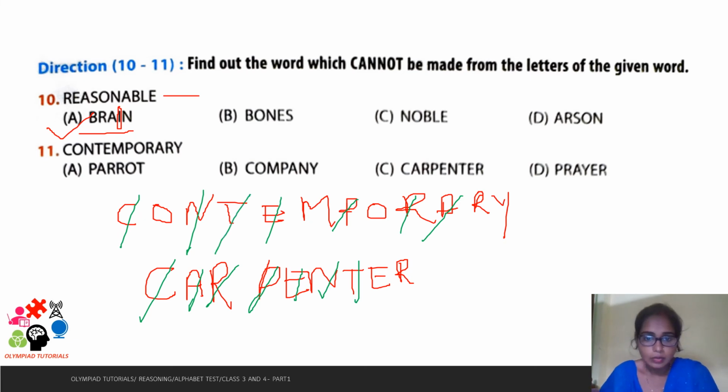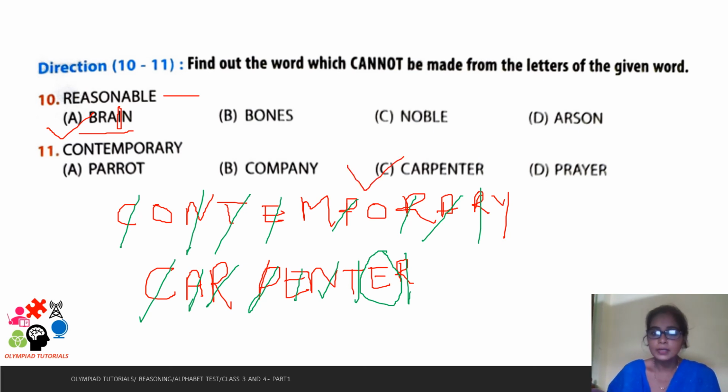C-A-R-P-E-N-T. Now here again you have an R, but this extra E is not present. In the word carpenter you have 2 E, but in the word contemporary you have a single E. So this word carpenter cannot be made from the word contemporary. So your correct option is going to be option number C, that is carpenter.